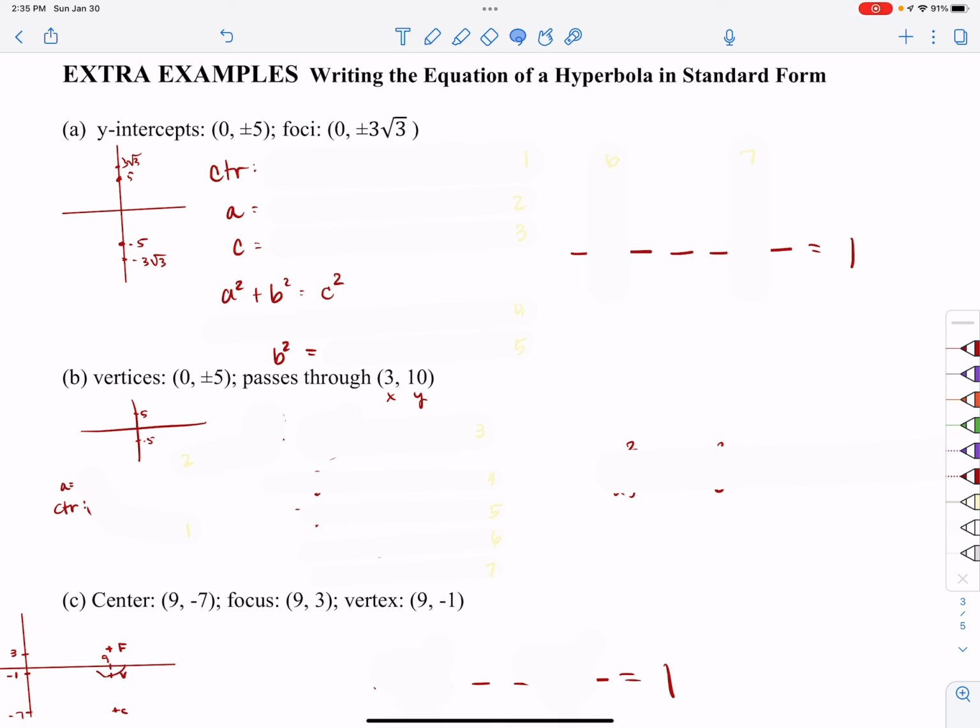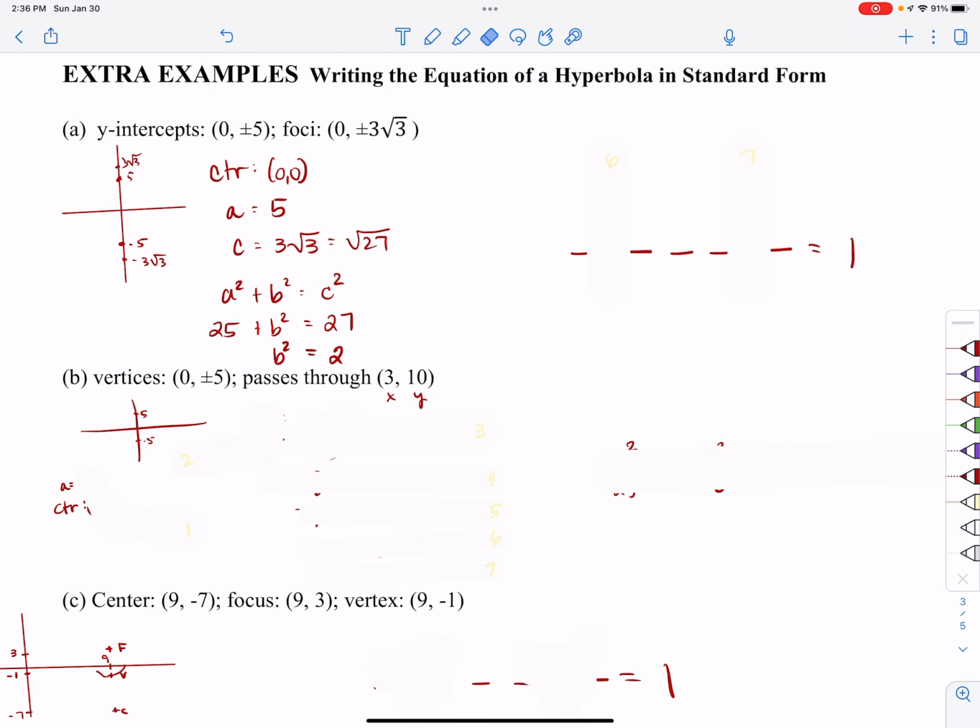And the minute I do this, I can tell that this is going to be a vertical hyperbola. I can tell that my center is going to occur at 0, 0. I can tell that those y-intercepts were not just random y-intercepts, but they were actually the vertices. And they give me my a value of 5. My c value is going to be that 3√3, which is the same thing as the square root of 27. In order to get b, I'll need the little dude. And we can plug in our c squared and our a squared to get us a b squared of 2.